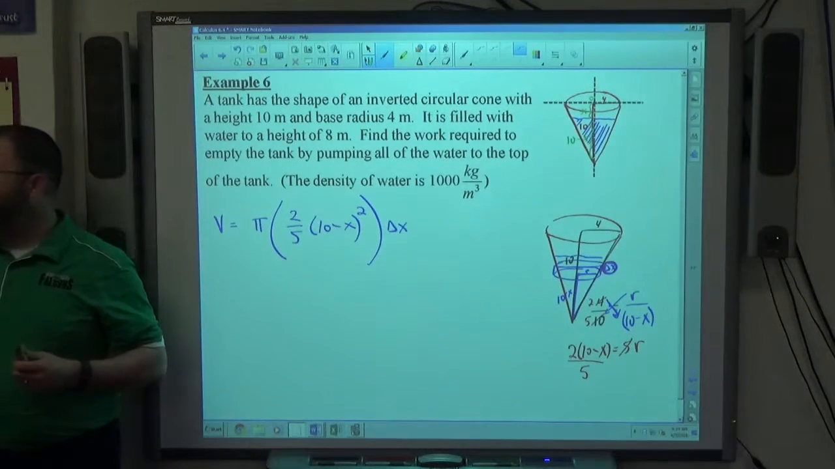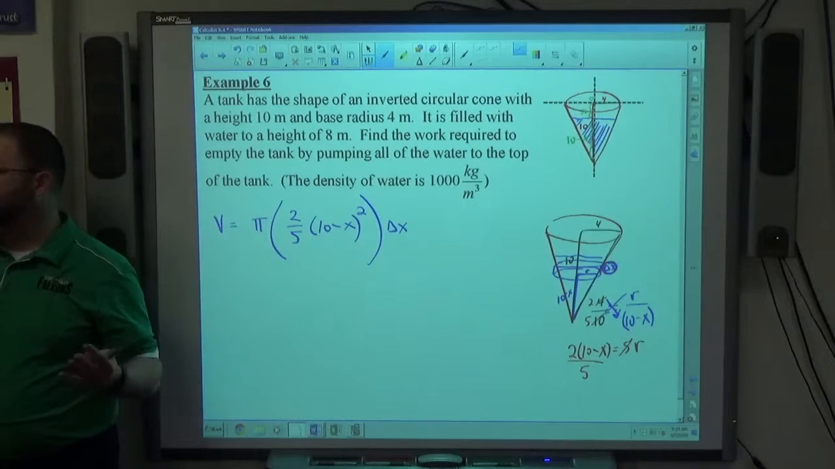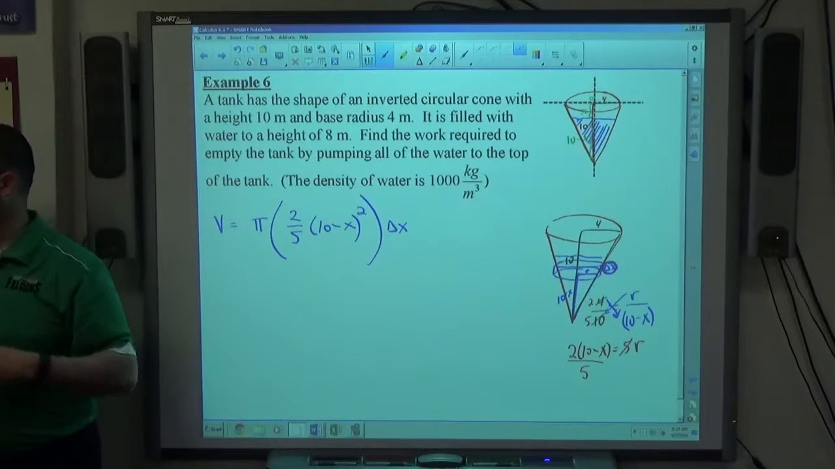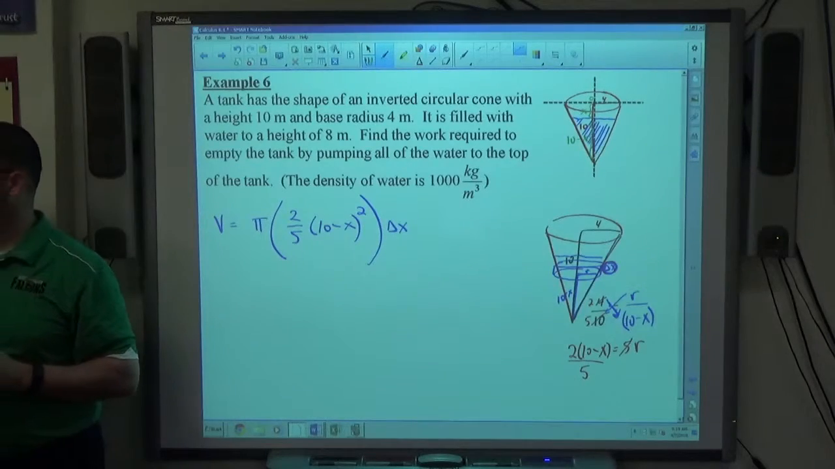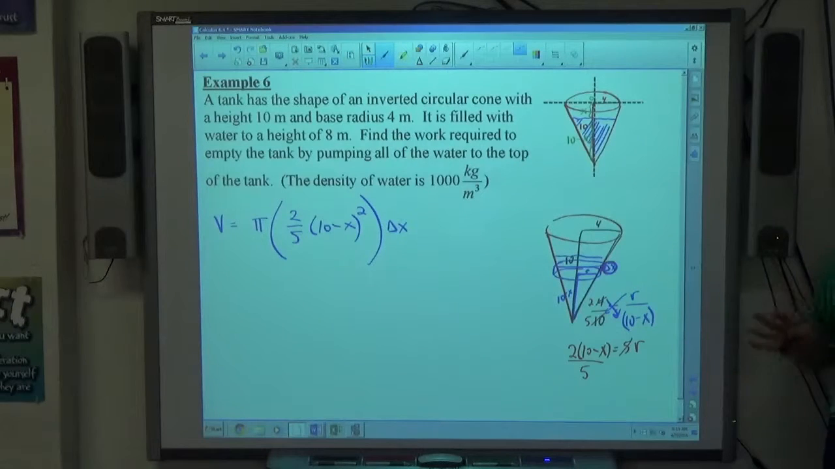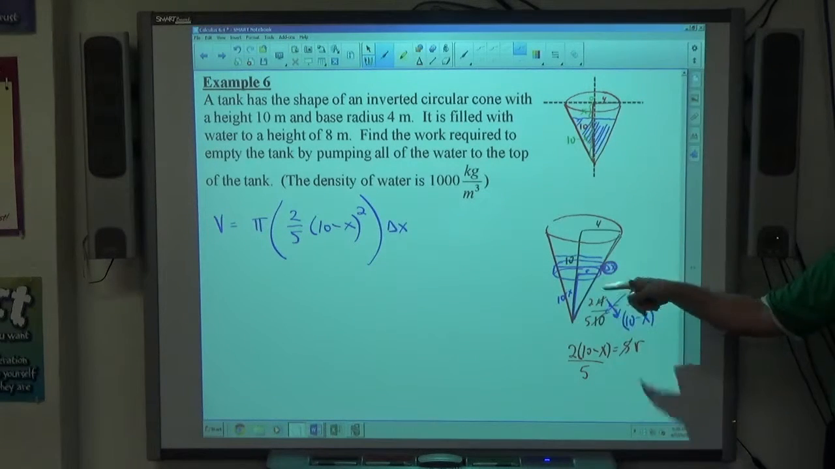If I'm always using x, I know I always want everything in terms of x. I always get the other letter equals something about x each time. That's what I do to avoid confusion for myself when I'm doing these. All right? So my volume's right here. Now, my goal again is to integrate a work expression. Volume is not work. Volume is just how much volume is in the water of this little disc here, right?